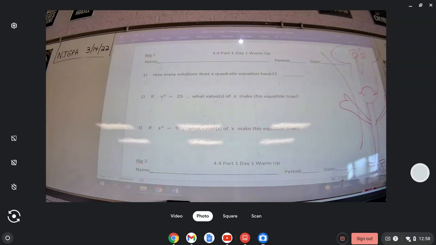Only the last method that you learn solves every kind of quadratic, and that's the quadratic formula. All right, but these are just good techniques to have, and then the quadratic formula is something that we can always use in the end.